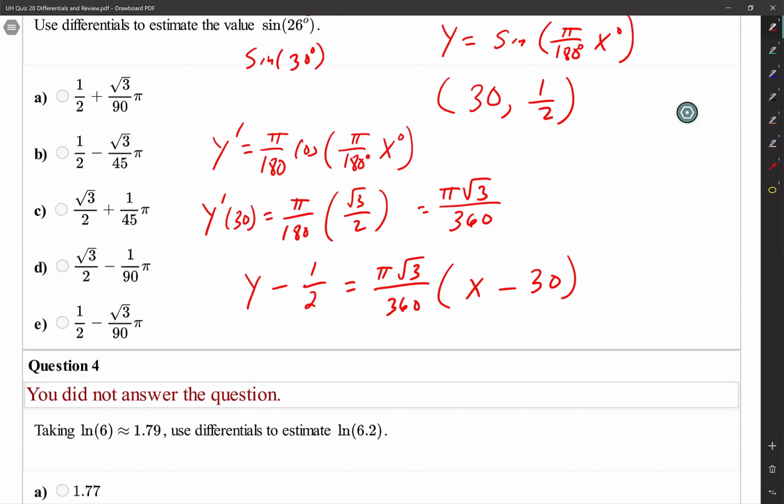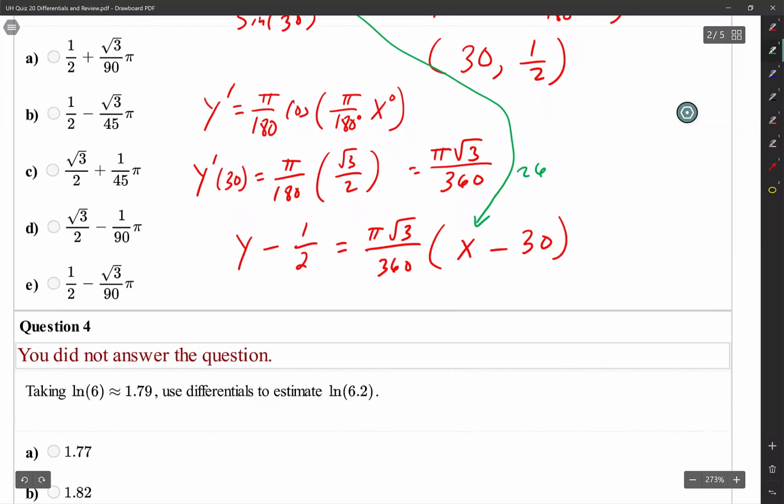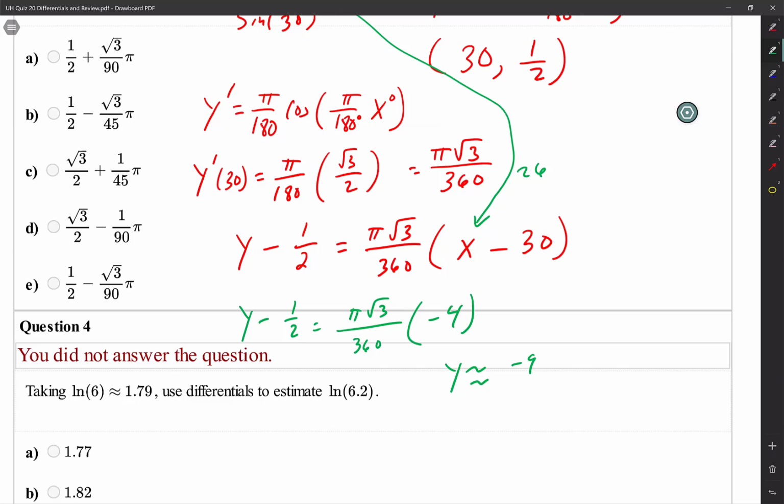X minus 30. Okay, there is where I'm going to plug in a 26. So here I am. I'm going to change my color to 26. I'm going to put a 26 there. Let's see how much of this we can do without a calculator now. Y minus half equals pi square root of 3 over 360. 26 minus 30, that's a negative 4. 4 goes into 36 9 times. So y is approximately negative pi square root of 3 over 90, plus half.